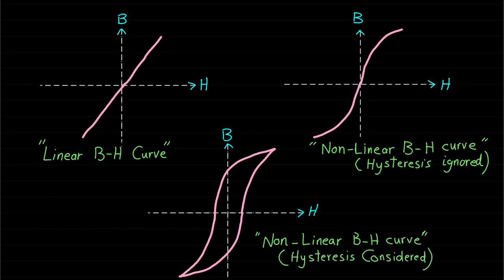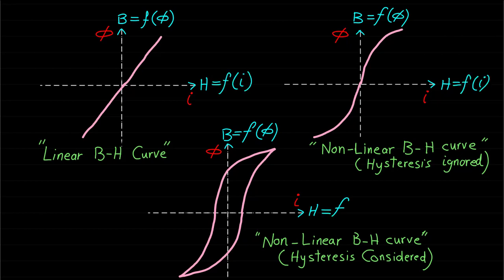Before I start with the first case, I would like to mention here that the BH curve of the magnetic core can also be represented by phi I curve because magnetic field density B is a function of the magnetic field phi, and the magnetic field excitation H is a function of the excitation current I. So now let's start identifying the nature of the excitation current for the linear phi I curve case.